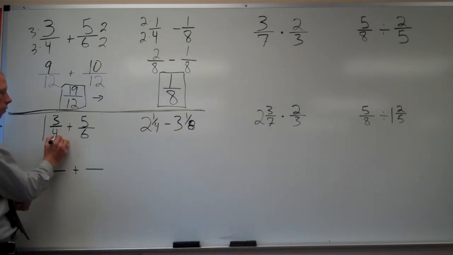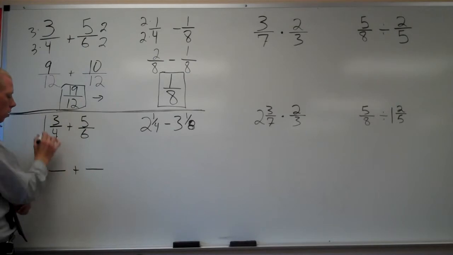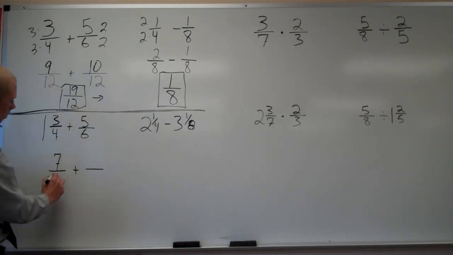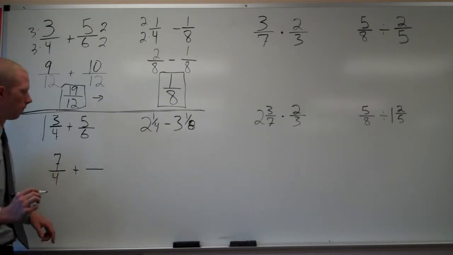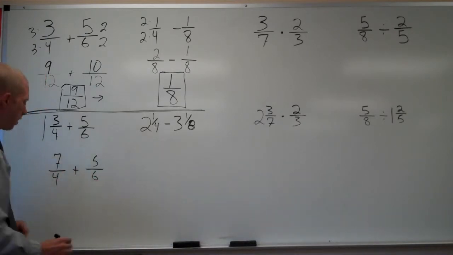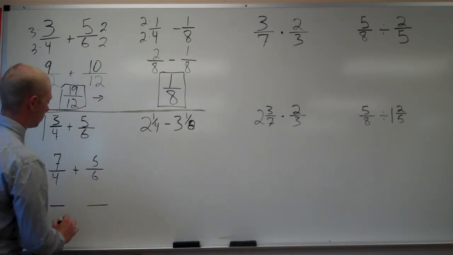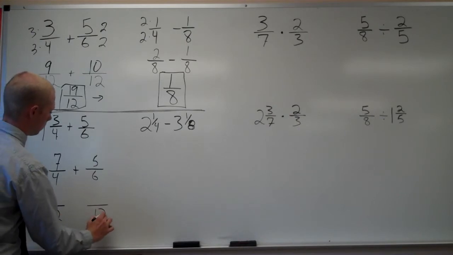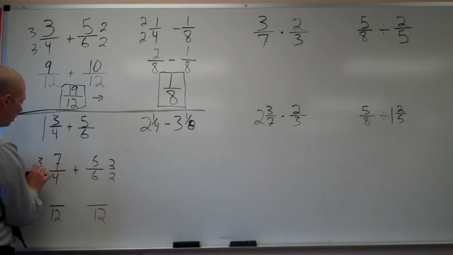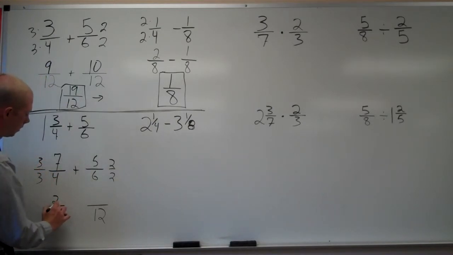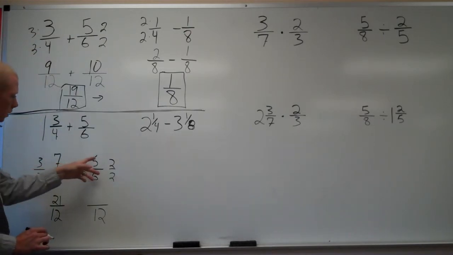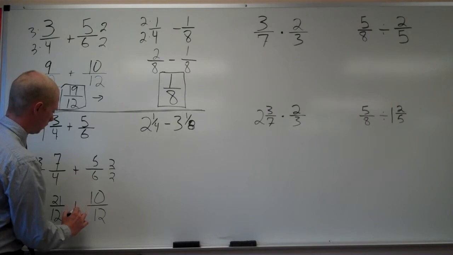1 times 4 plus 3. 1 times 4 is 4, plus 3 is 7. That goes in your numerator. Your denominator for right now stays the same. Over here, we'll just leave this as 5 sixths. Now we know our next step was to change it to twelfths. So here is where you multiply by 2 over 2 and 3 over 3. This time, instead of getting 9 twelfths, I'm going to get 21 twelfths plus 10 twelfths.